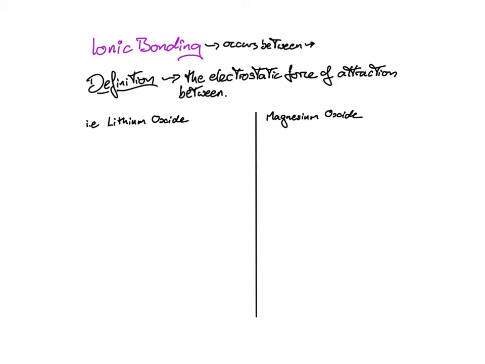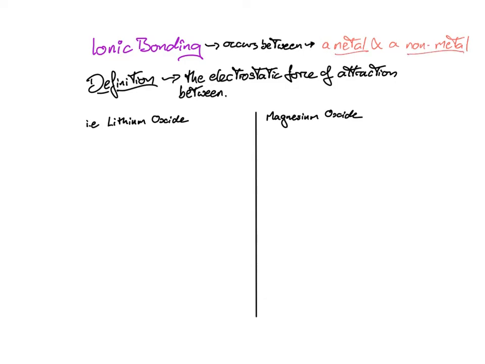Okay, bonding, specifically ionic bonding. To recap a previous video, ionic bonding occurs between a metal or a metallic species and a non-metal or a non-metallic species. Metal, non-metal.